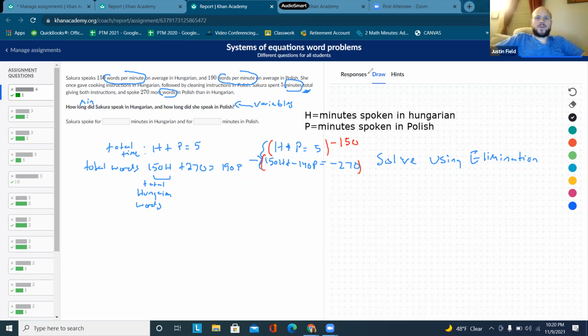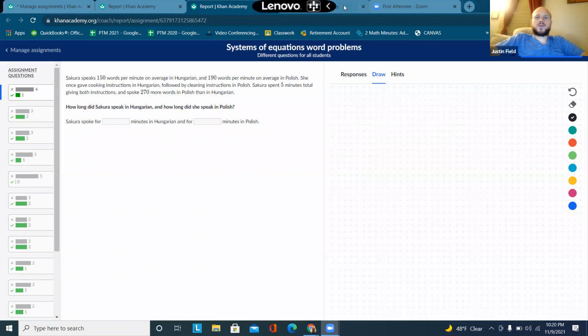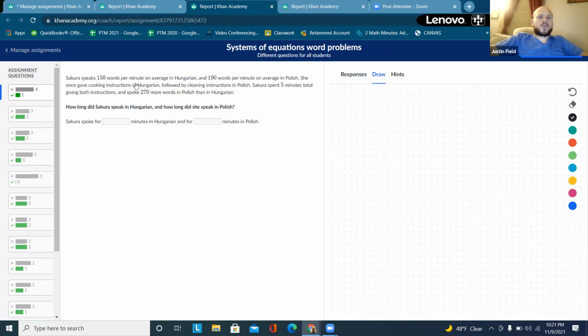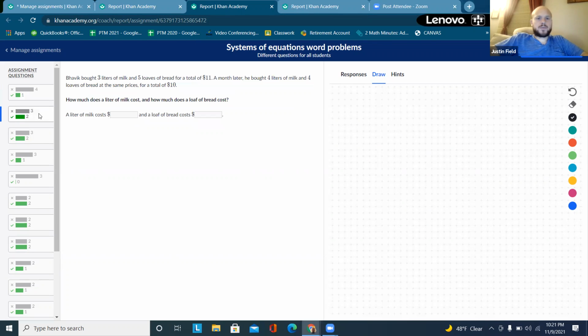So if you have trouble with that, you can look at the solution, post in the red section, all of that. But I want to talk about the word problems. Hey, let's do one more word problem like that because that was a toughie. Okay.